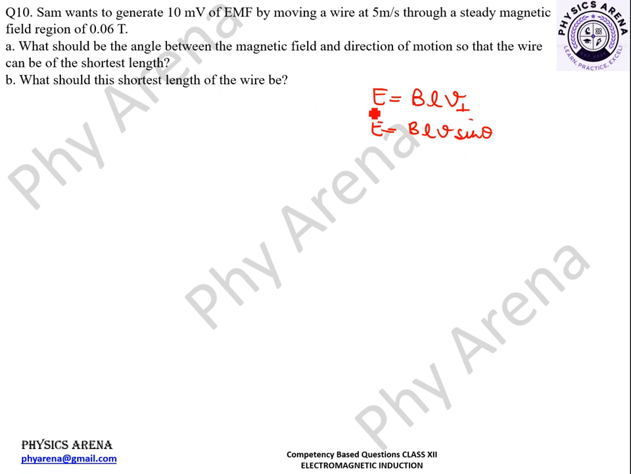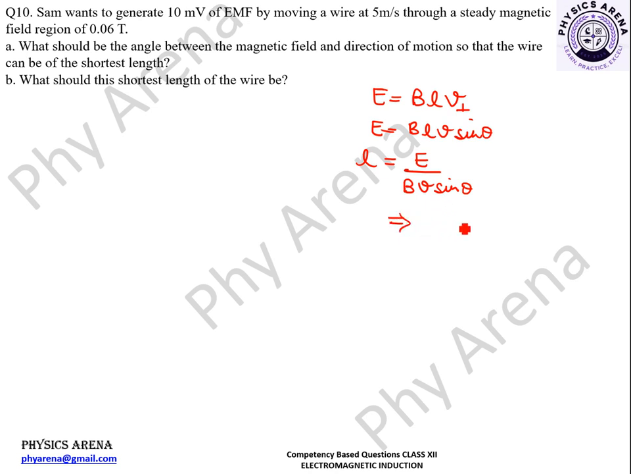Now, we need to find the angle between the magnetic field B and the velocity vector V such that L is minimum. So L is equal to E divided by BV sine theta. From this equation, we know that the value of EMF is fixed. It is given to us. The value of B is also fixed, 0.06 Tesla, and the value of V is given to us as 5 meter per second. They all are constants. Now the only value that will decide whether L will be minimum or maximum is sine theta. And we can see that L is inversely proportional to sine theta.